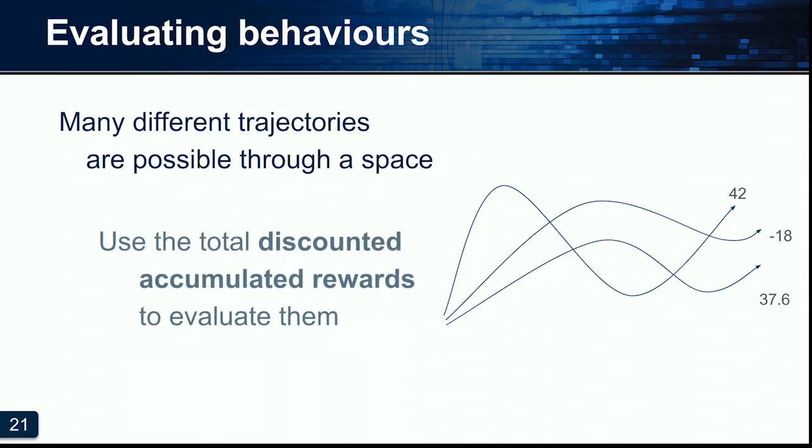And fortunately, we can do this using the rewards. And in particular, what we're going to do is look at the total discounted accumulated rewards. So as it goes about its trajectory, it's going to accumulate a whole lot of rewards. We're going to discount them into the future. And we're going to use this, a single scalar number, to say that some trajectories are better than others.